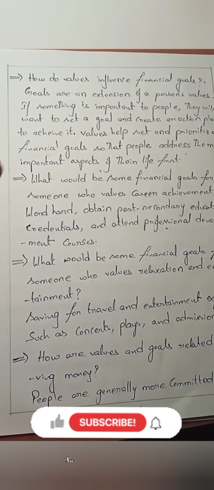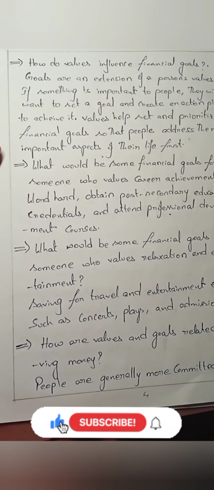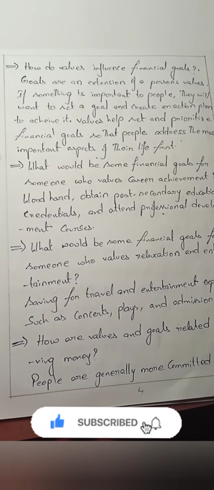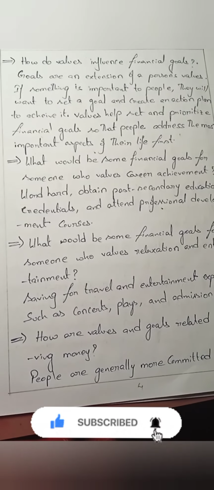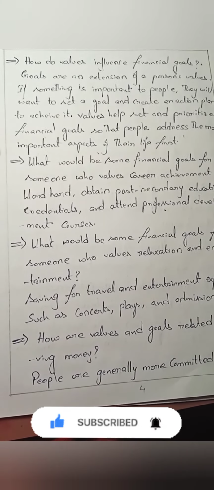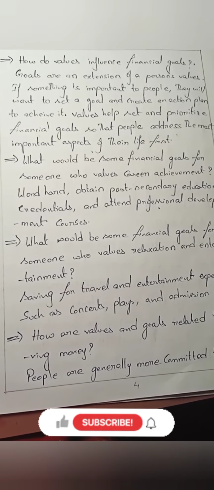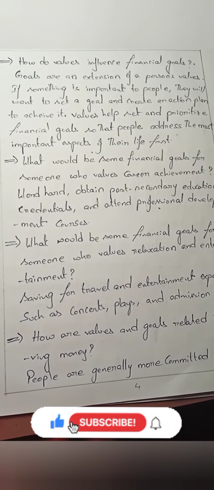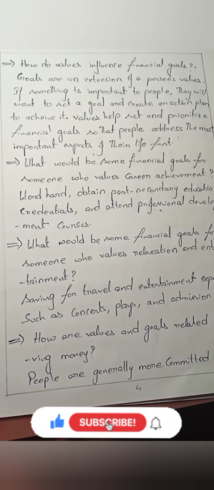Goals are an extension of a person's values. If something is important to people, they will want to set a goal and create an action plan to achieve it. Values help set prioritized financial goals so that people address the most important aspects of their life first. What would be some financial goals for someone who values career achievement?